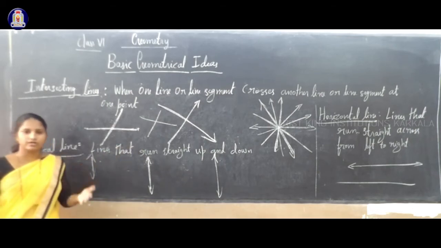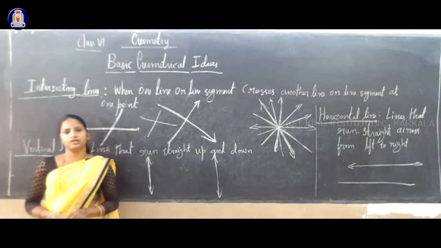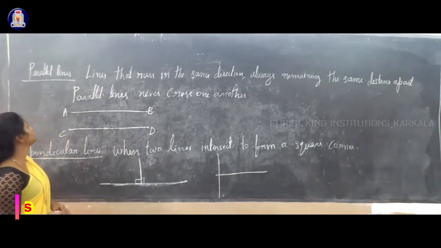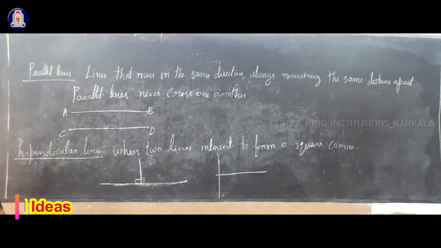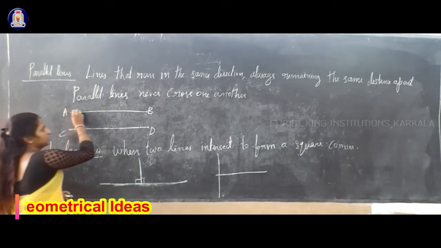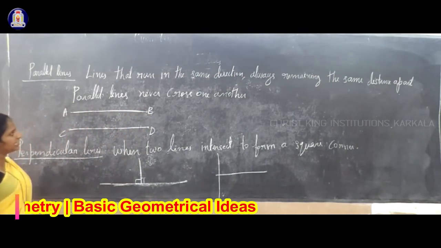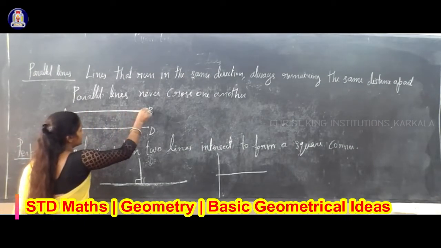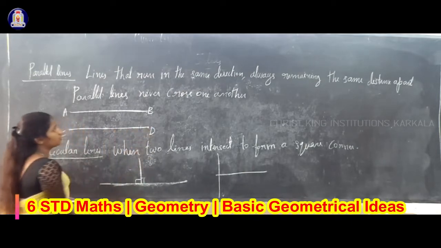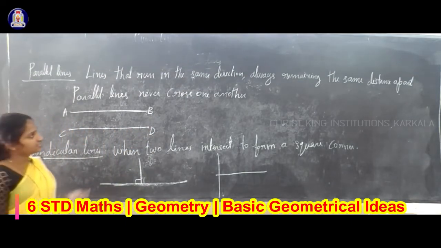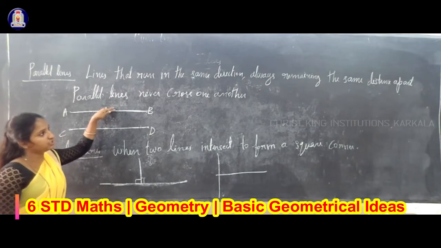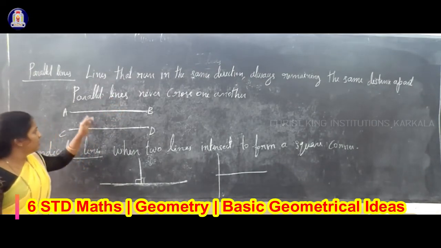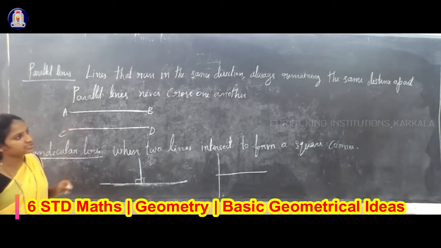Next we'll see what parallel lines and perpendicular lines are. Okay, next, parallel lines. You know what a parallel line is? Parallel lines are lines that run in the same direction, always remaining the same distance apart. Means always remaining the same distance apart.